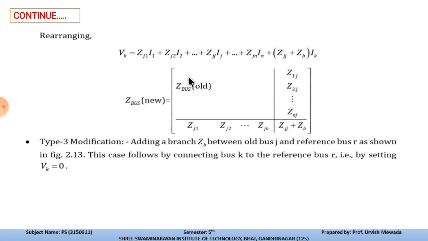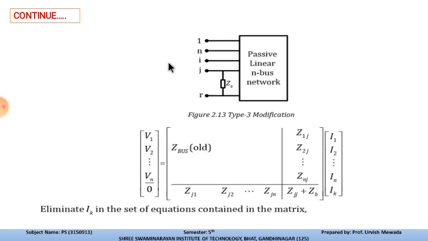Now after that, the type number 3 modification. In type number 3 modification, we are adding a branch zb between old bus j and reference bus r, as shown in the diagram that we'll see in the next slide. This case follows by connecting bus k to the reference bus r, by setting Vk equal to 0. So between j and r we have considered the zb. So this is the type 3 modification.